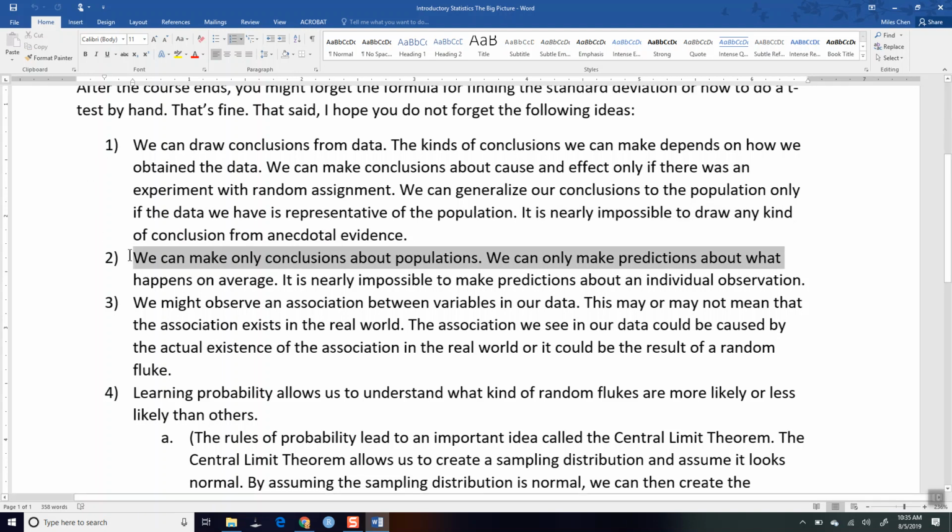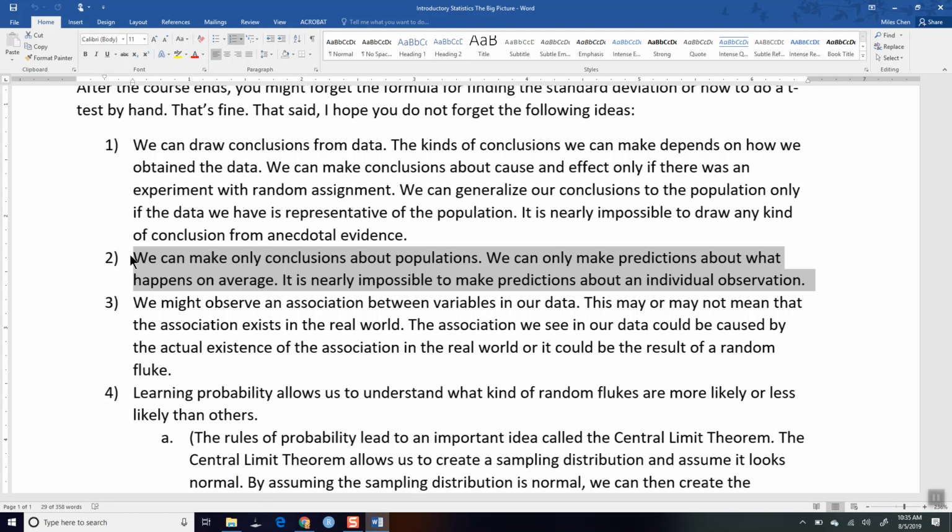The other thing is that we can only make conclusions about populations, okay? And we can only make predictions about what happens on average, all right? So statistics is always about just on average this should happen. In the general population, this is what we think is going on, okay? It's impossible to make any kind of predictions about one individual, okay?